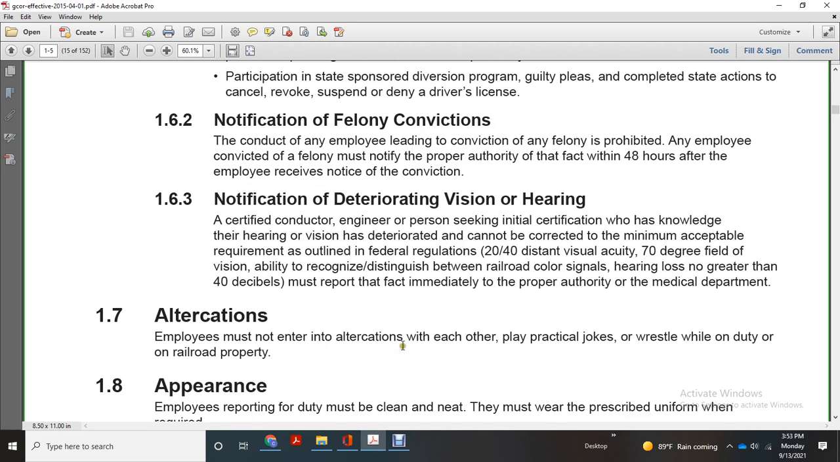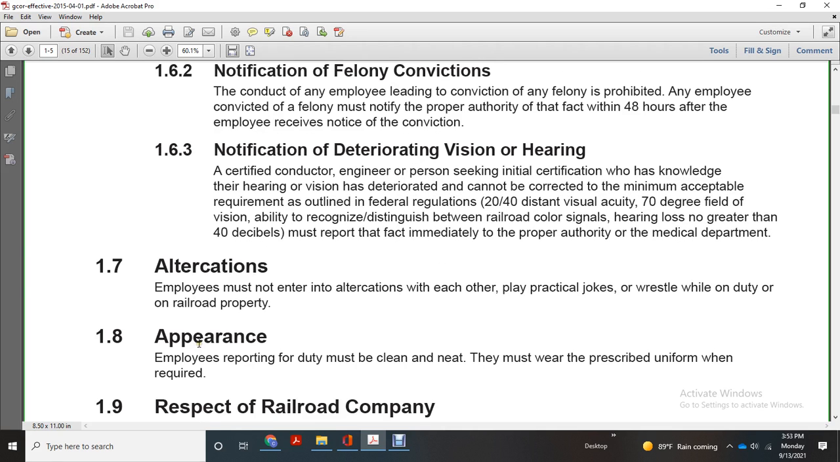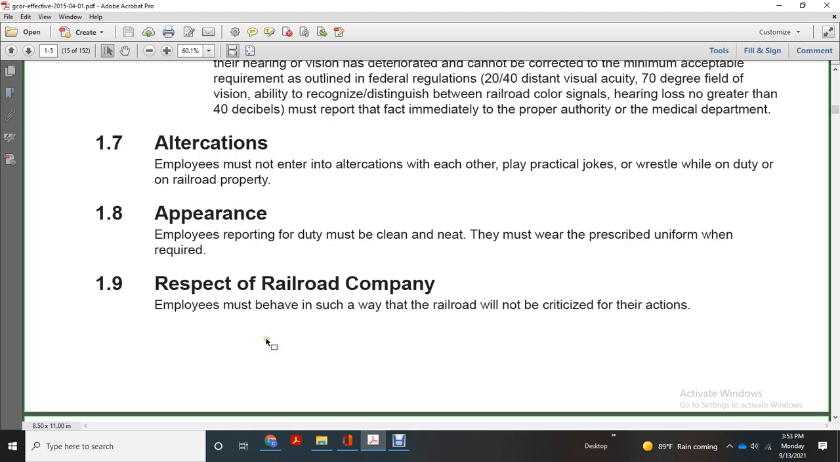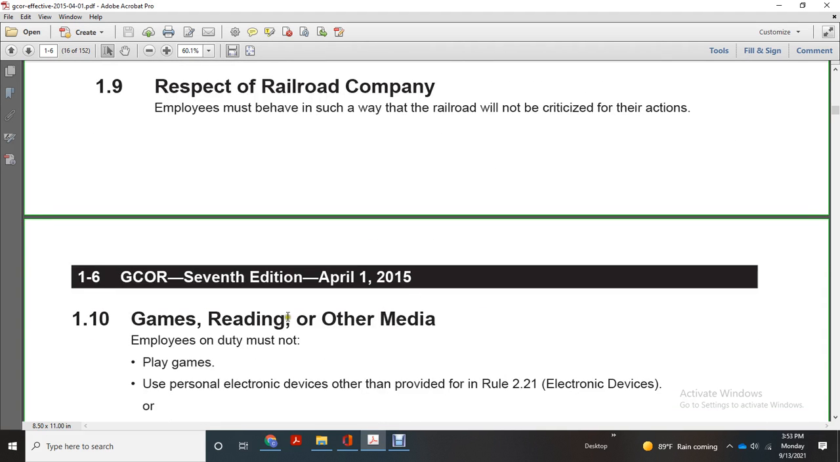Altercations. Employees must not enter into altercations with each other, play practical jokes, or wrestle while on duty or on railroad property. 1.8. Appearance. Employees reporting for duty must be clean and neat and must wear the prescribed uniform when required. 1.9. Respect for the railroad company. Employees must behave in such a way that the railroad will not be criticized for their actions. 1.10. Games, reading, or other media.